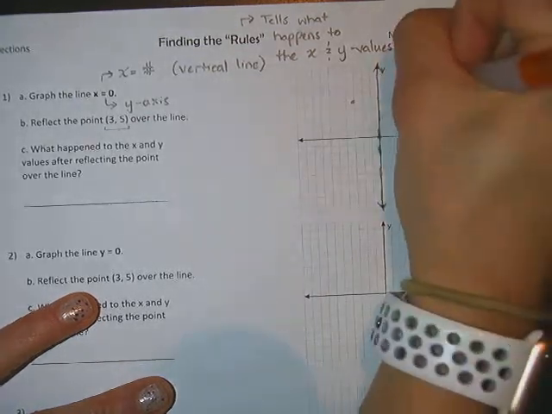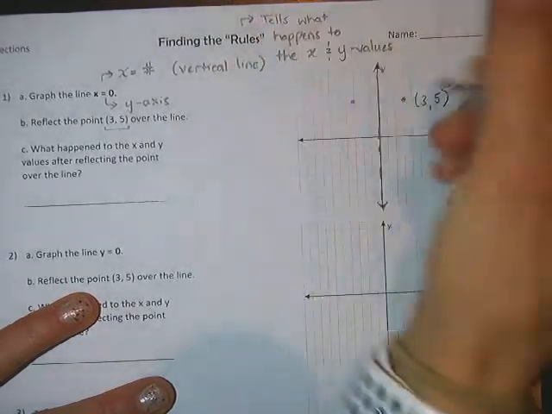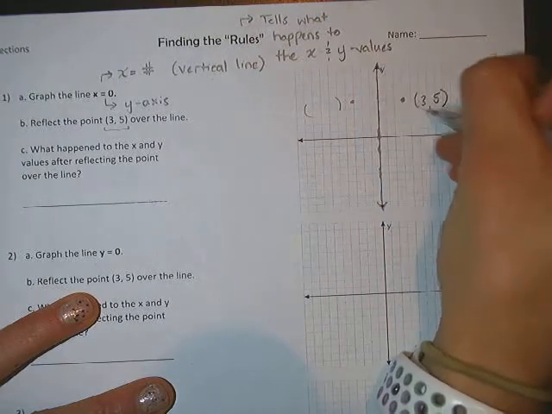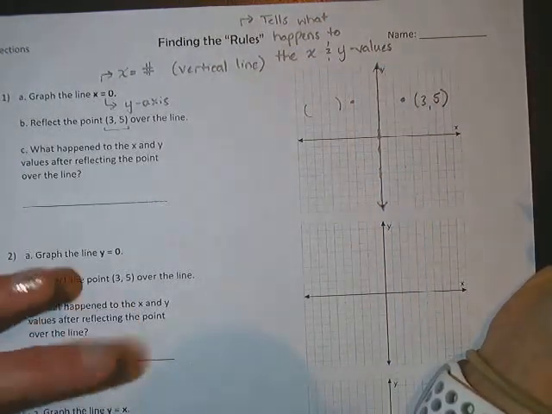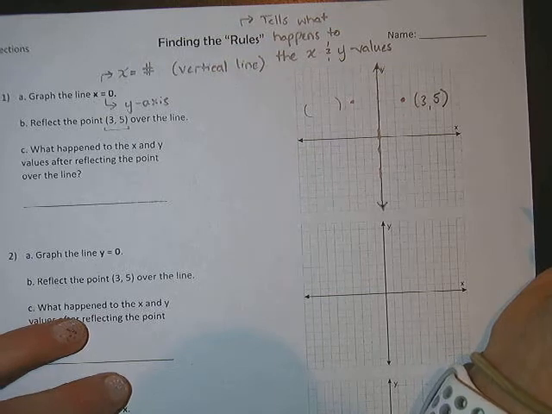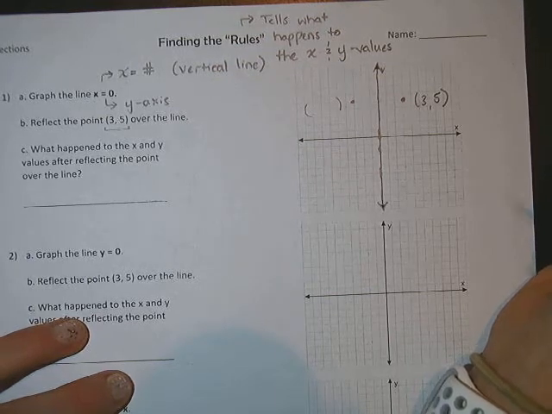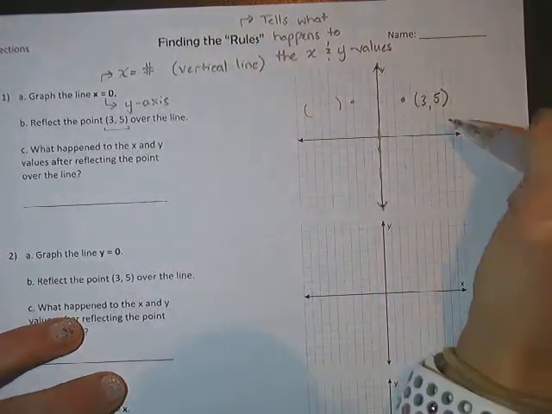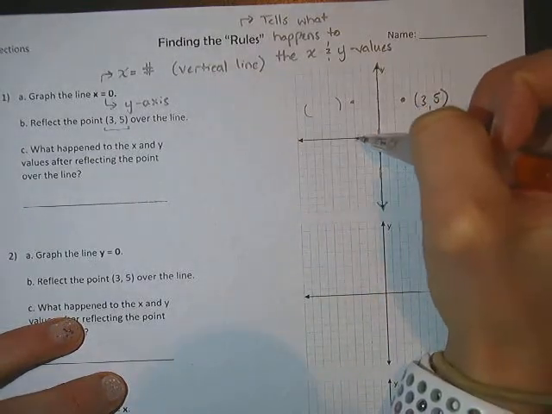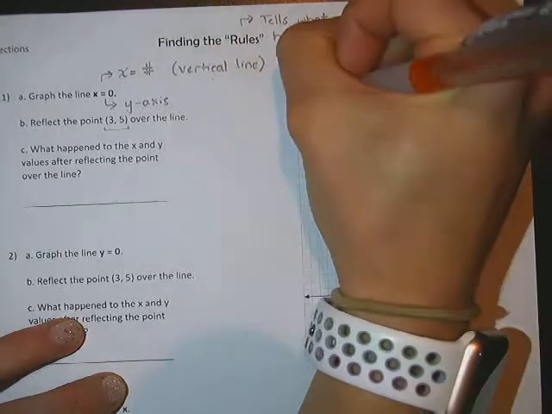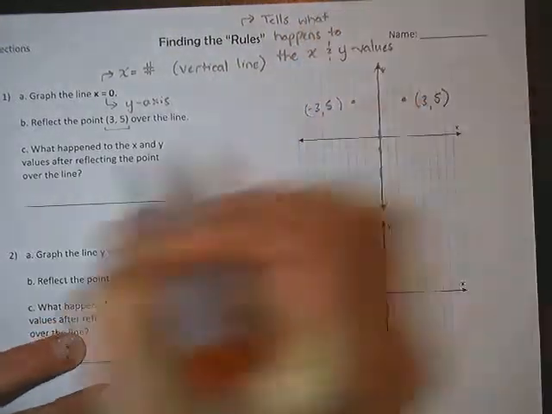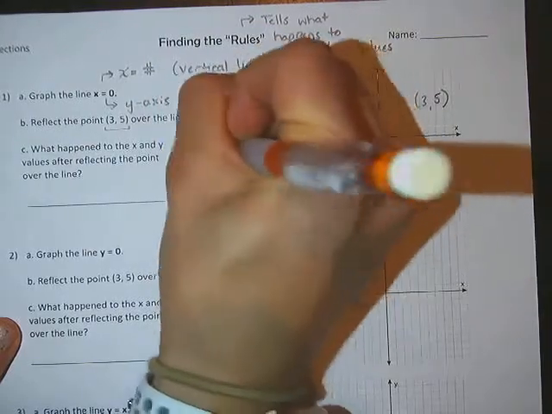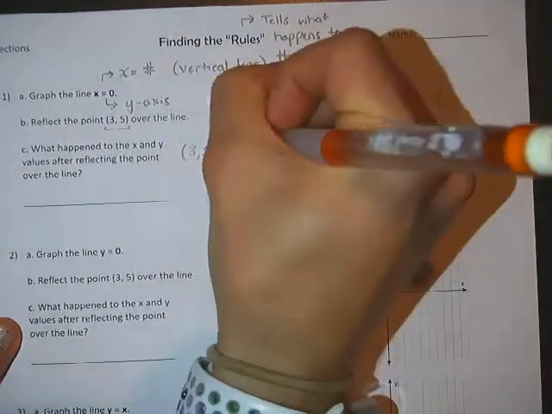To find the rule, all you have to do is find where it landed, and then look at what happened specifically to the x and y values. That's going to tell you what in general happens anytime you reflect any figure over that line. So where did this land? Now it's at negative 3, 5. I'm going to write down that it originally was at 3, 5, and then it landed at negative 3, 5.